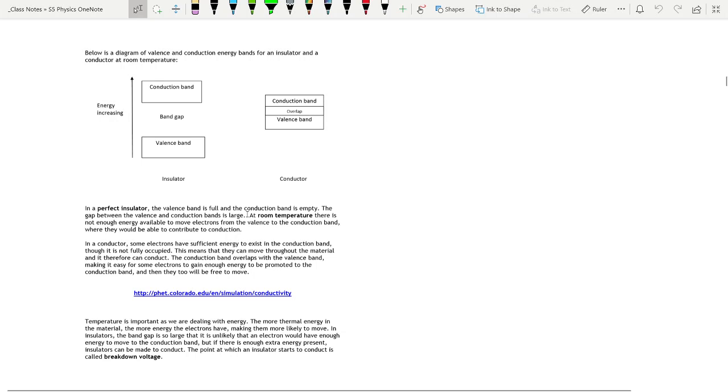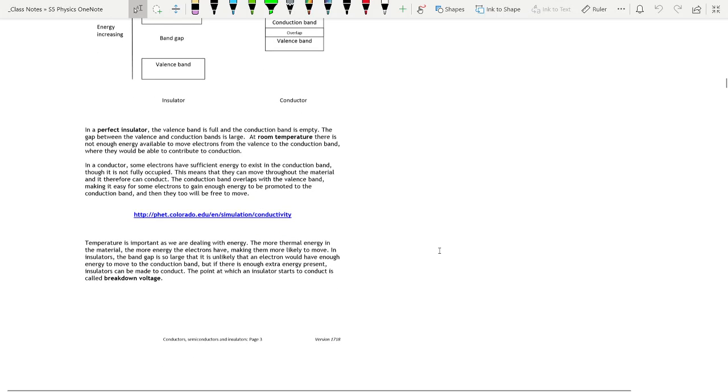So in a perfect insulator, the valence band is full and the conduction band is empty. The gap between the valence and the conduction band is large, and at room temperature there's not enough energy available to move electrons from the valence to the conduction band, where they would be able to contribute to conduction. In a conductor, some electrons already have sufficient energy to exist in the conduction band, though it's not fully occupied. This means that they can move throughout the material and it can therefore conduct. The conduction band overlaps with the valence band, making it easy for some electrons to gain enough energy to be promoted to the conduction band, and they will then be free to move.